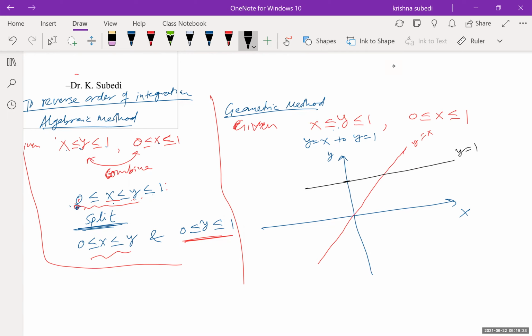Okay, now x equal to 0 means it's the y-axis. So this is your x equal to 0. And then x equals to 1, which is this. So basically, if you look at the limit, y is greater than x, so that means it should be greater than that, and y is less than 1, and x is greater than 0 and x is less than 2. So basically, this is the region of integration.